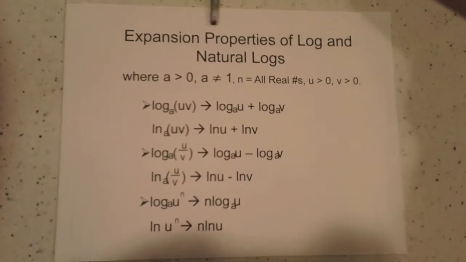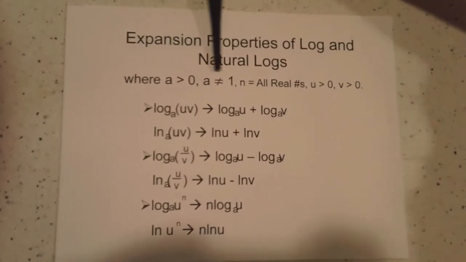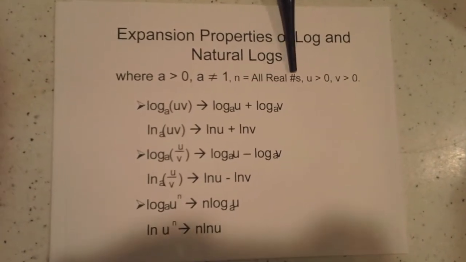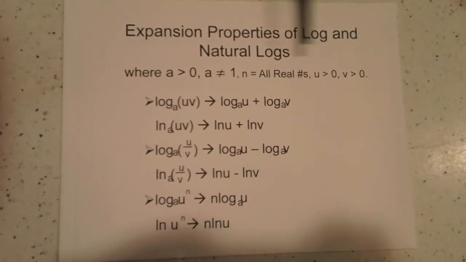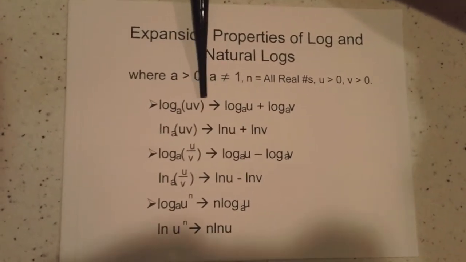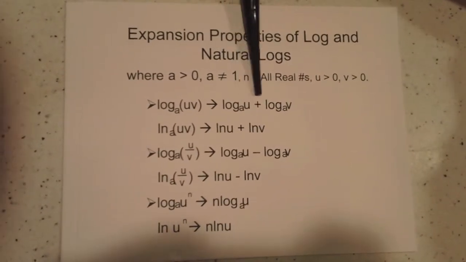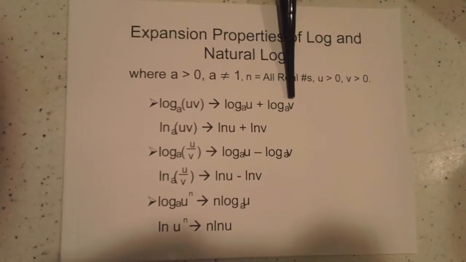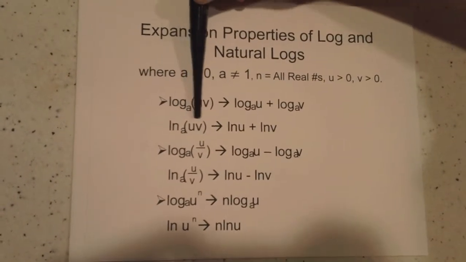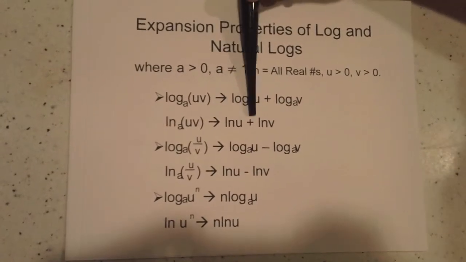Expanding properties of log and natural logs, where a is greater than 0, a does not equal 1, n equals all real numbers, u is greater than 0, and v is greater than 0. Log subscript a of uv can also be written as log subscript a of u plus log subscript a of v. Or the natural log of uv can also be written as the natural log of u plus the natural log of v.